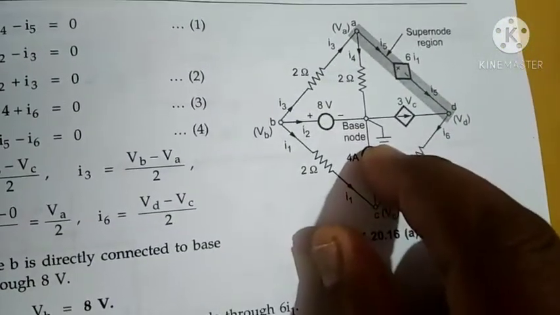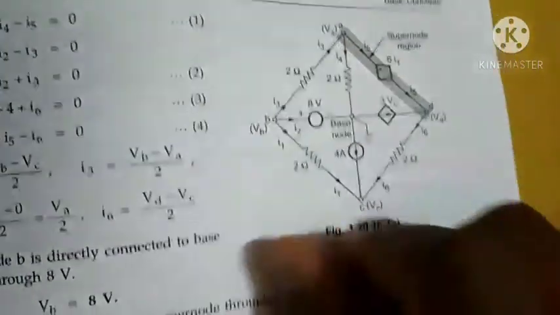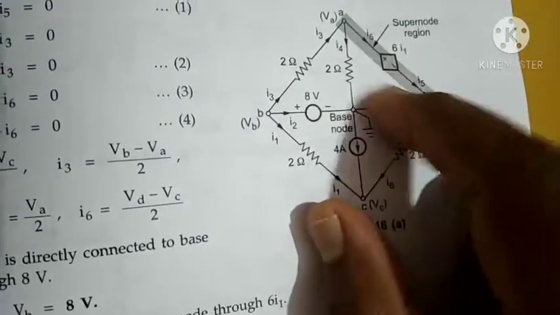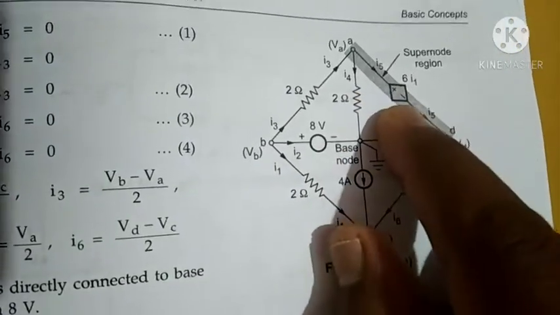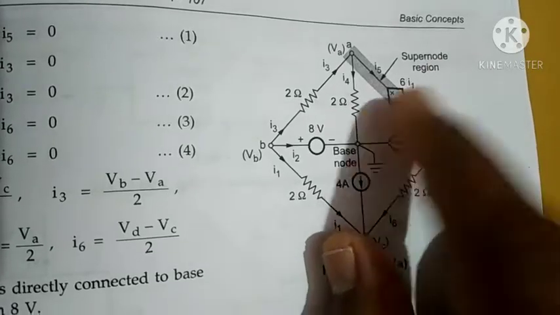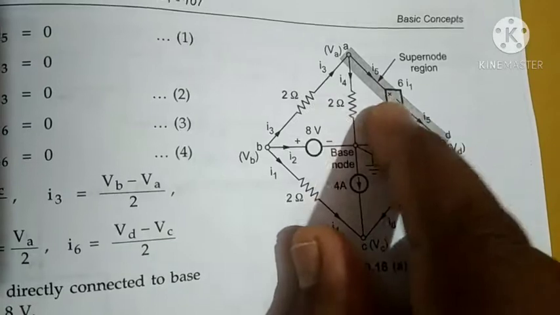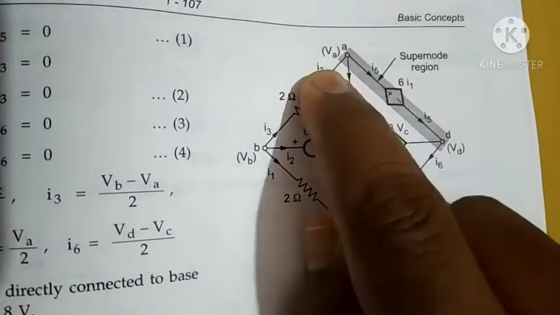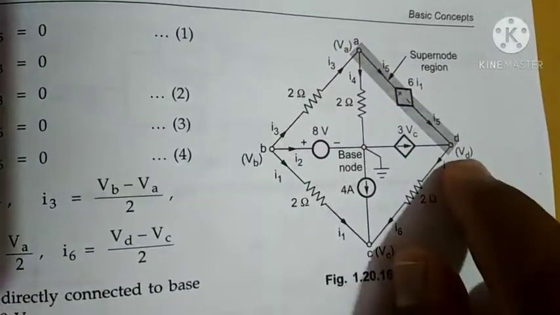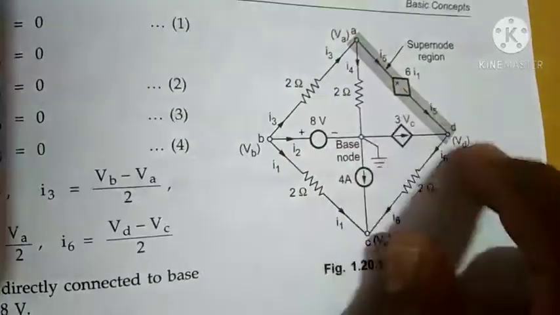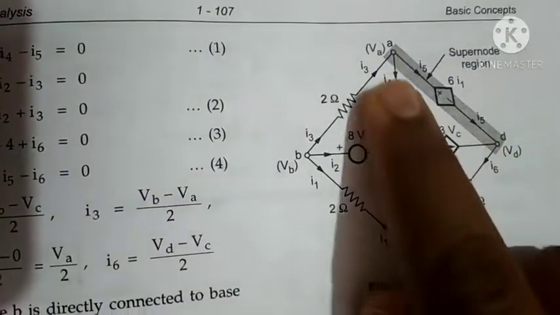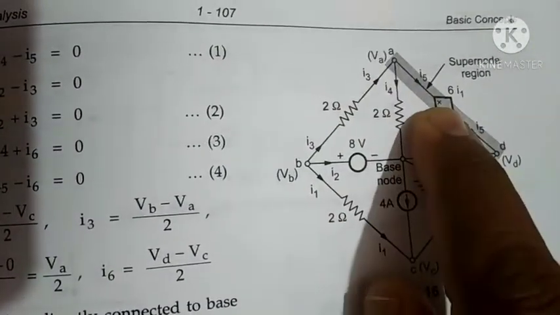See, they have taken it as a reference node and they are applying the KCL. Here we are getting an ideal voltage source, without any resistance connected directly. It is connected between A and D. So I can take VA minus VD is equal to 6I. So this is one equation.